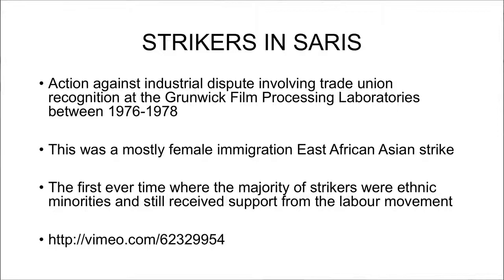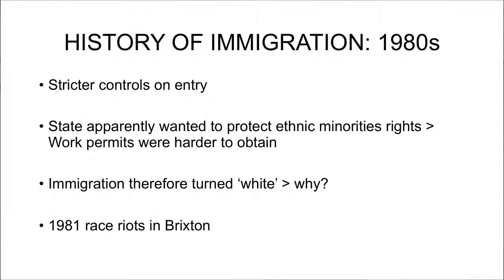So here we are in the 1980s. There were stricter controls on entry into the UK for immigrants, and this created a conflicting message because the state apparently wanted to protect ethnic minorities' rights. We saw legislation start to pass, like the Race Equality Commission, but work permits were actually harder to obtain, and therefore immigration for a period turned white. And by that I mean white immigrants from Australia found it much easier to move in because they already had the skills that the UK wanted.